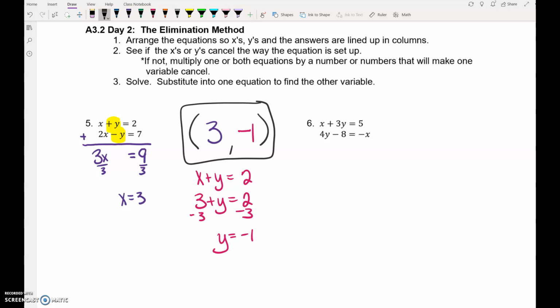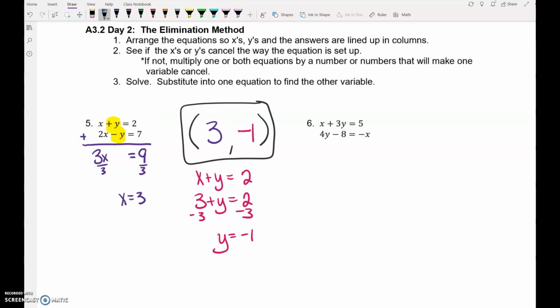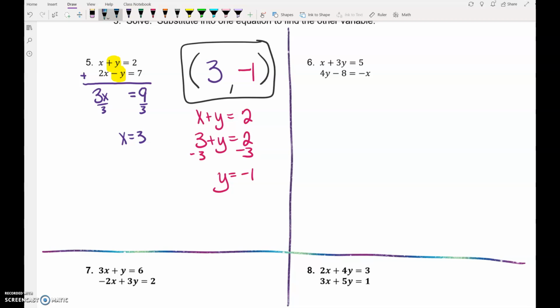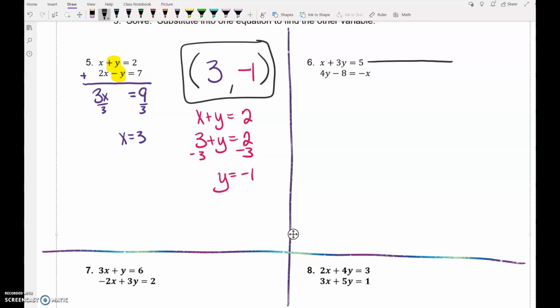Okay, number 6. First of all, what the heck is wrong with number 6? It's all messed up and messy looking. So the first thing that we need to do is rearrange whichever equation is messed up so that it's not messed up anymore. So I'm going to recopy my top equation because that one looks exactly like I want it to look. The bottom equation doesn't look so good. What should we do on that bottom equation?